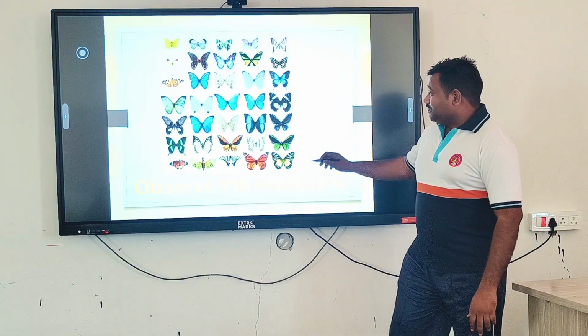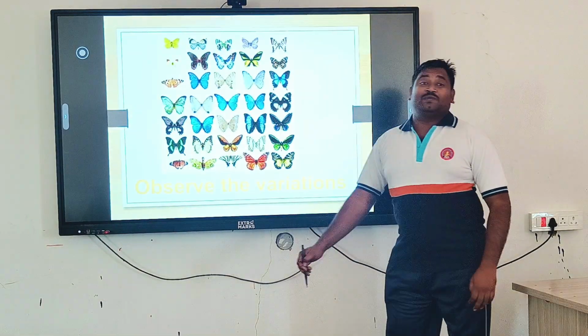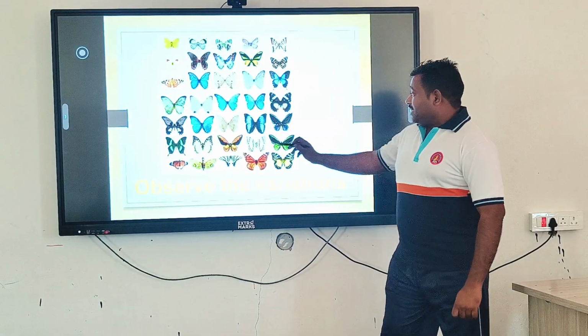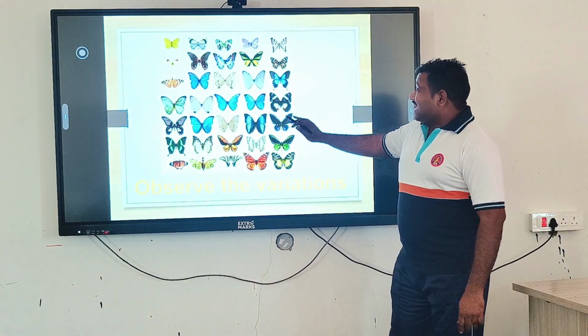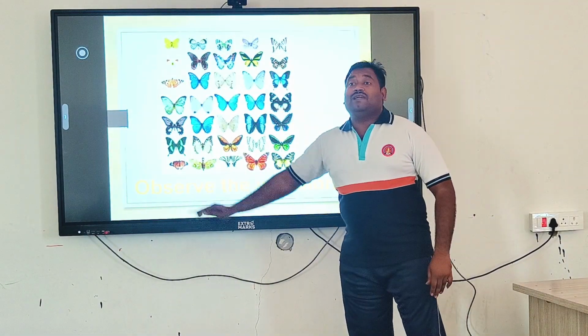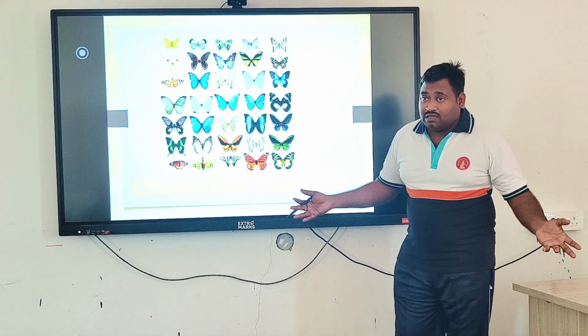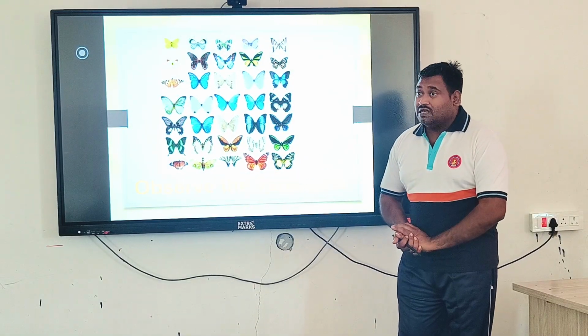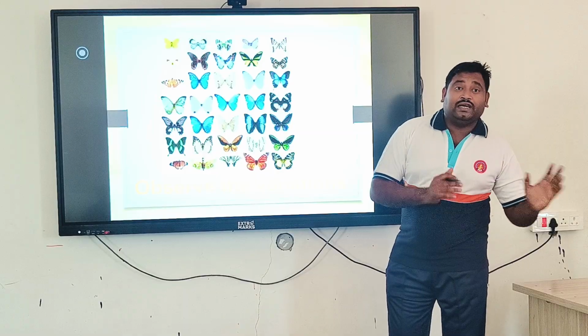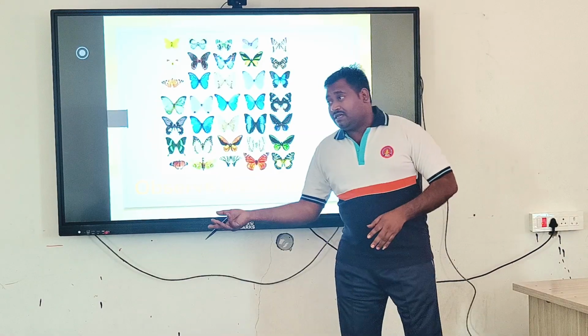Next, here you can see different species of beetles and some butterflies. What you can see is that these butterflies living in different geographical areas show different colors. Why are they showing different colors? Because of the kind of food they are eating and the kind of environments they are living in.